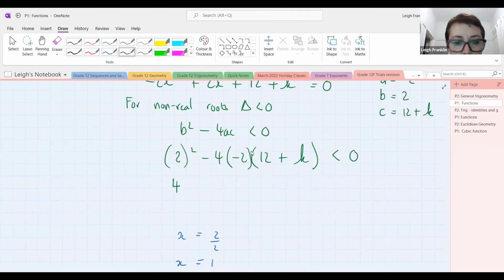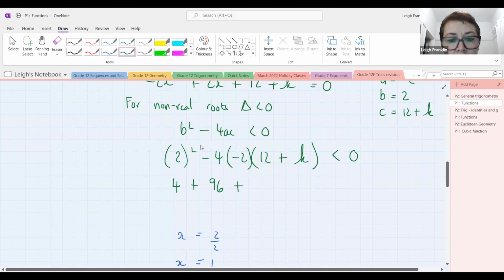So this is 4. Now we're going to say negative 4 times negative 2 times 12. So that's going to leave us with 8 times 12. 8 times 12 is 96. Am I right? Yes, it is. So plus 96. Cassandra, you've already got an answer. Well done. And then we've got negative 4 times negative 2 times positive k. Remember, we're expanding the brackets. This is grade 8 distribution. So this is going to be plus 8k is smaller than 0.